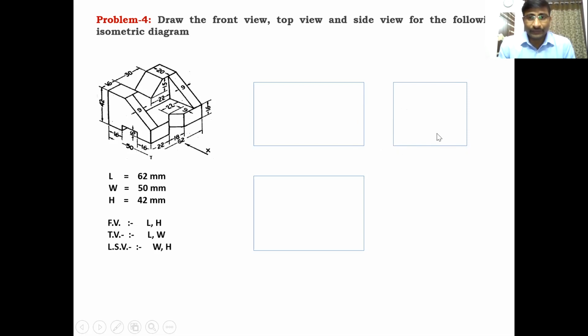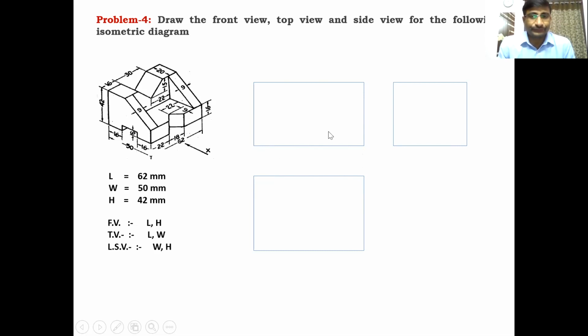The 42 height is the common dimension for the front view and side view. Width is a common dimension for the side view and top view. So this is 50, this is also 50. This is the height 42, this is the height 42. Clear? Length 62 is the common dimension between the front and top view. After constructing these boxes, you have to insert the surfaces which are visible from the respective sides in the respective boxes. Corresponding boxes lo surface ni insert cheste, we can produce the orthographic views.